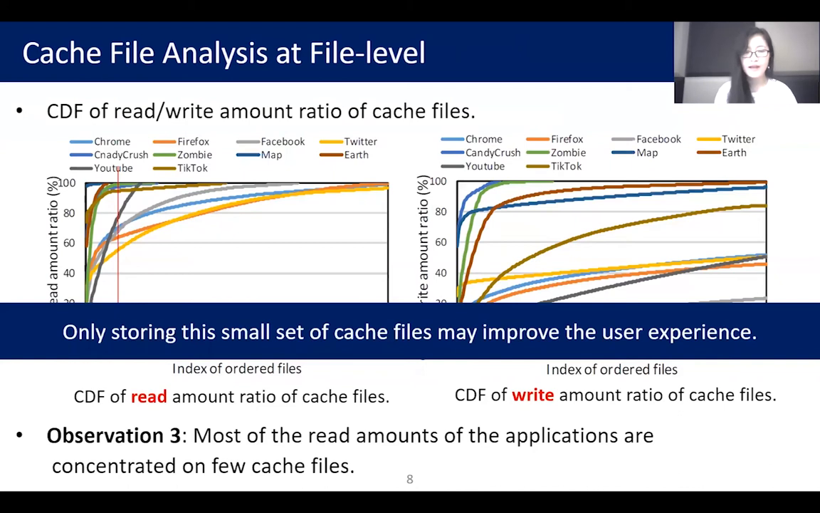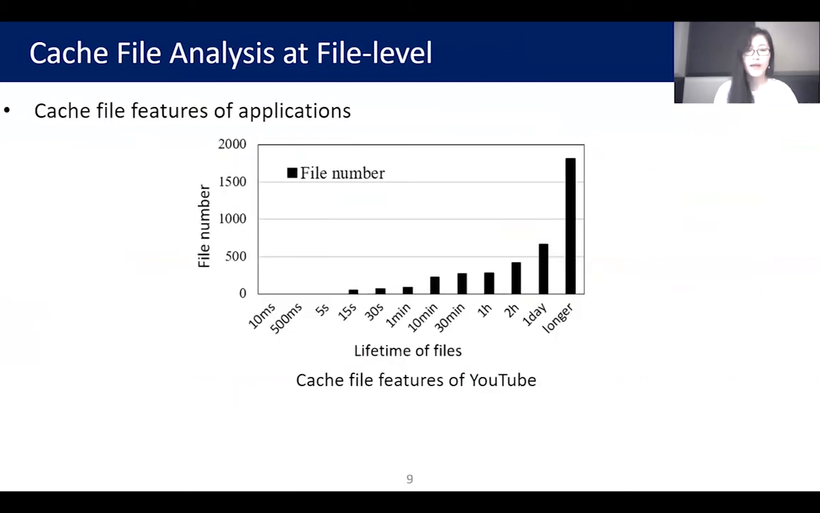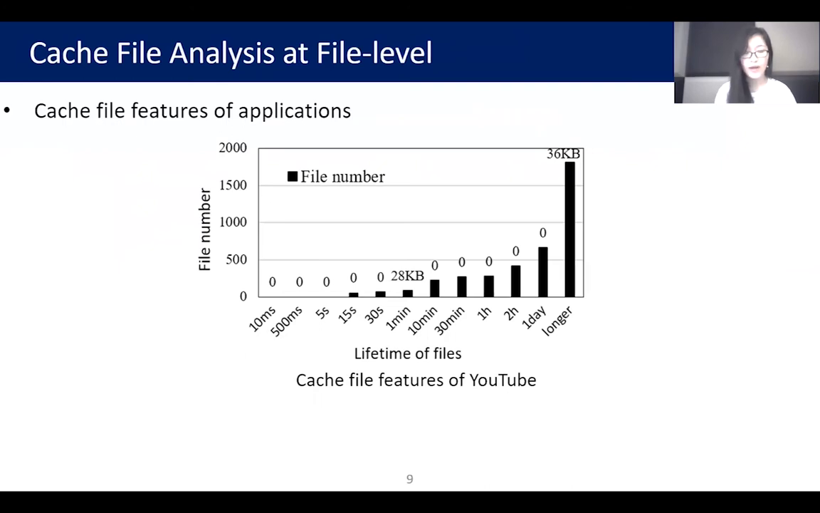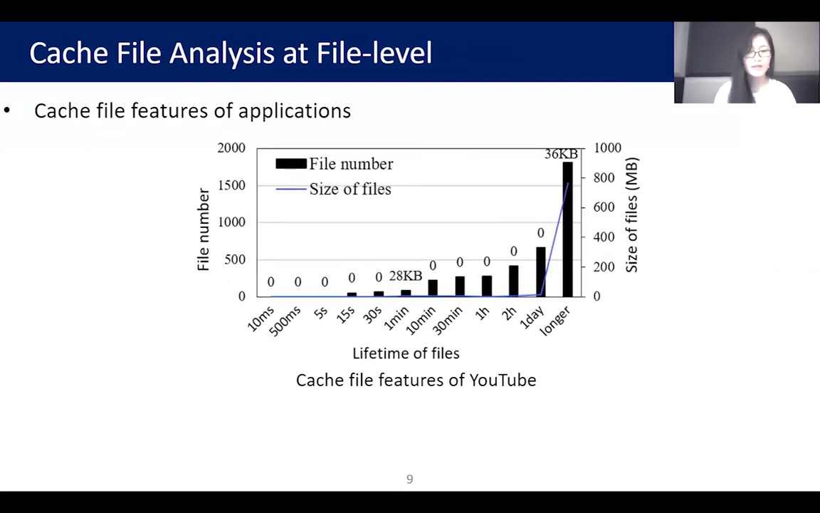We further analyze the cache files from other dimensions to figure out what kind of files should be stored. We analyze the read amount of cache files according to their lifetime, size, and file number. The x-axis is the lifetime of cache files. Lifetime of more than 2 hours we call long lifetime. The histogram represents the number of files with the same lifetime. The numbers above the histograms are the read amount of these cache files. The line chart represents the total size of files with the same lifetime.